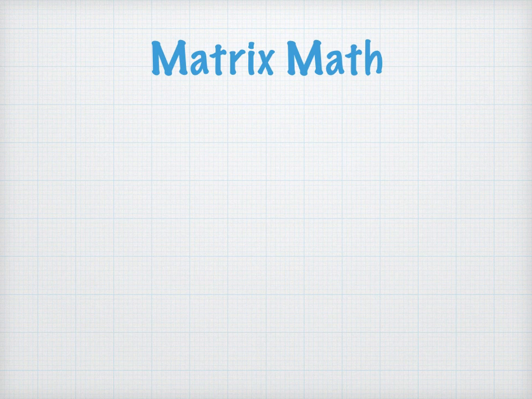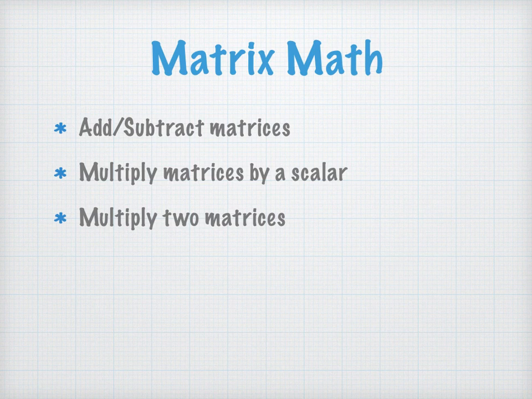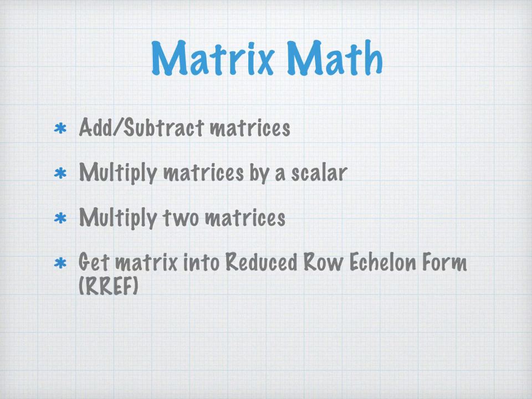So some matrix math that we will do, we can add and subtract matrices. We can multiply matrices by a scalar, and I'll define what that is in a little bit. We can multiply two matrices together. We'll have to be careful as we do that though. And then we can get matrices into row-reduced echelon form. That's RREF for an abbreviation. And then we will find matrix inverses.